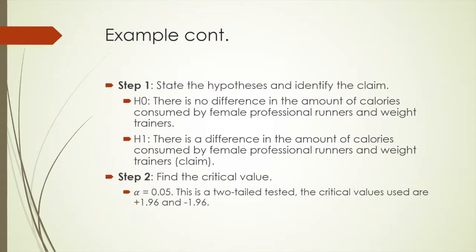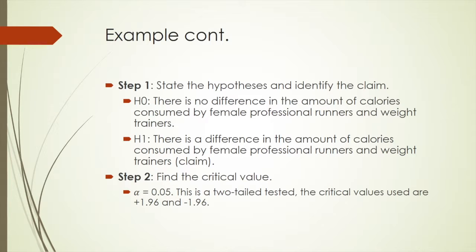Step 1, we want to state the hypotheses and identify the claim. The null hypothesis is there is no difference in the amount of calories consumed by female professional runners and weight trainers. The alternative hypothesis, the claim, is there is a difference in the amount of calories consumed by female professional runners and weight trainers.